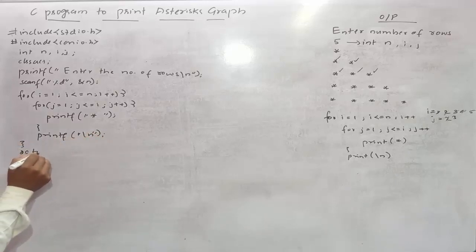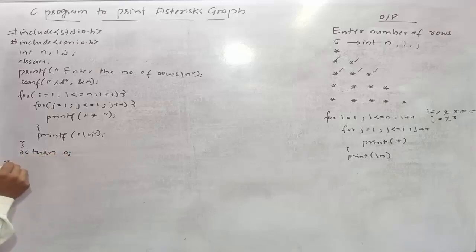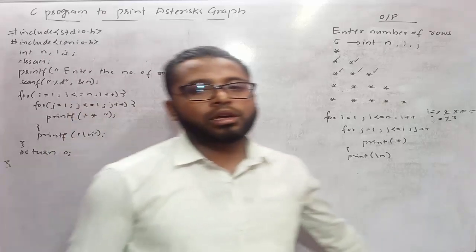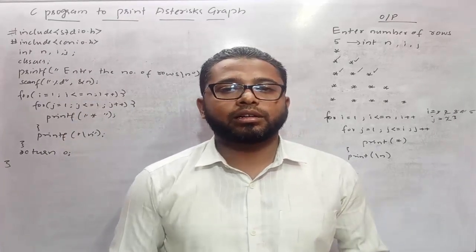Now return 0 and then close. Okay, so this is how we can write a C program to print an asterisk graph.